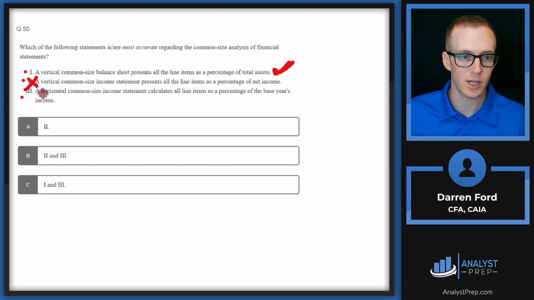Income statement is going to be using horizontal. So let's read statement 3. A horizontal common size income statement calculates all line items as a percentage of the base year's income. That's also going to be accurate. And so another thing that made 2 inaccurate: as a percentage of net income, but it's going to be based on the base year income. So again, horizontal is income statement, vertical is balance sheet. We say 1 and 3 are good, so we will go with answer C, 1 and 3.